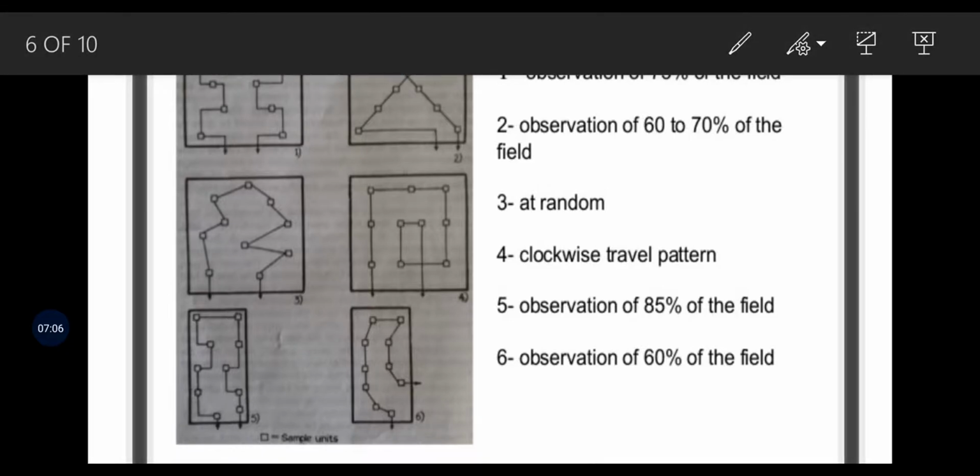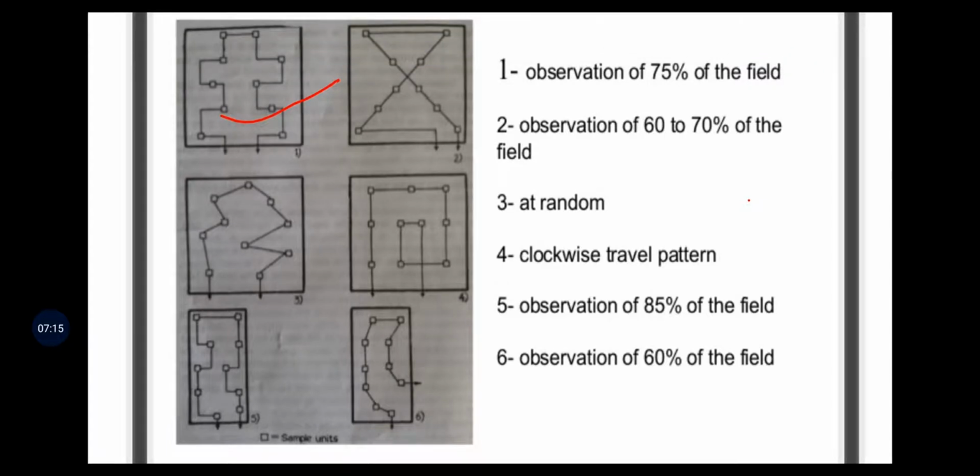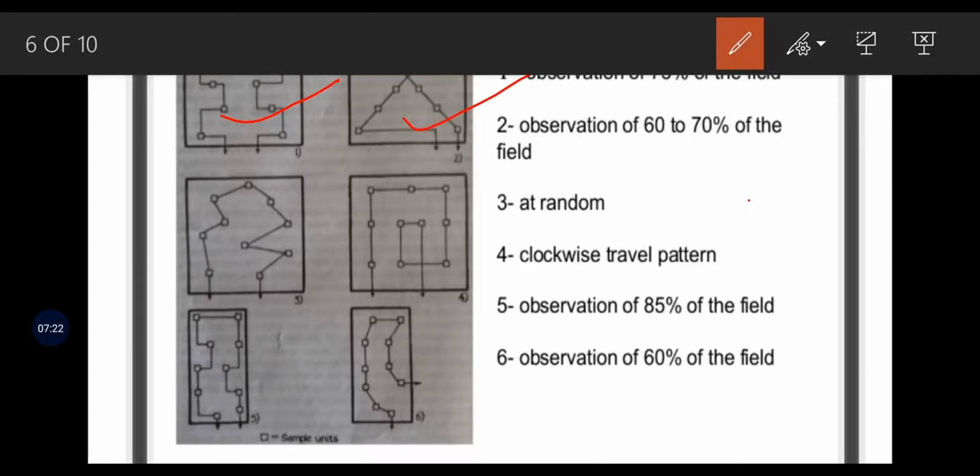is the zigzag motion, here you can see this particular one. In this, he may cover up to 75% of the field. Okay, the second one is here, this one. Here he can cover up to 60 to 70% of the field count. The third one is at random. This is the third one. Fourth one is in clockwise direction. You may see in the entire field he is moving in clockwise direction.